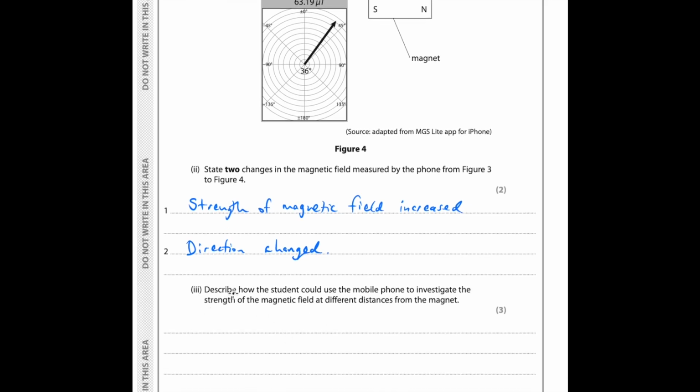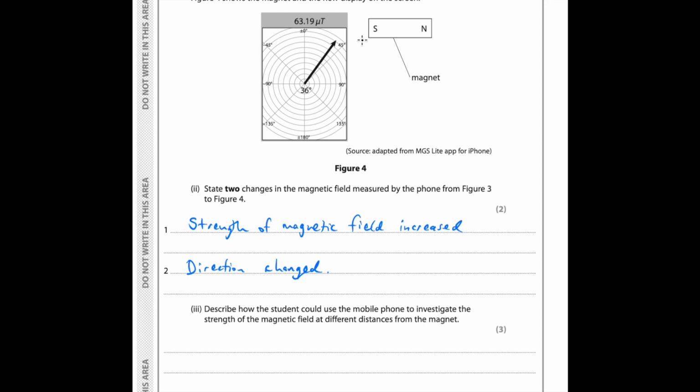Part 3. Describe how the student could use the mobile phone to investigate the strength of the magnetic field at different distances from the magnet. Right, we'll just place a ruler in between the phone and the magnet, see what the strength is, measure the distance, then move the magnet and see what the strength goes to, and then compare how strong it was.